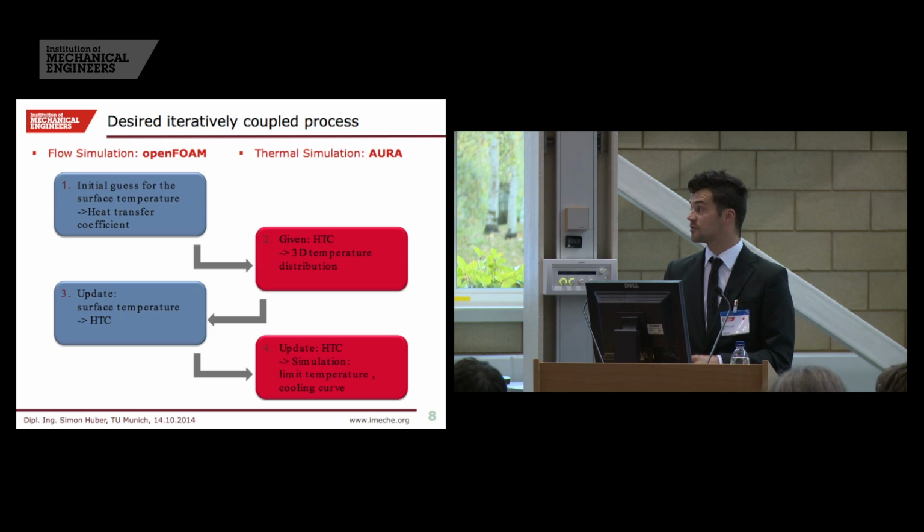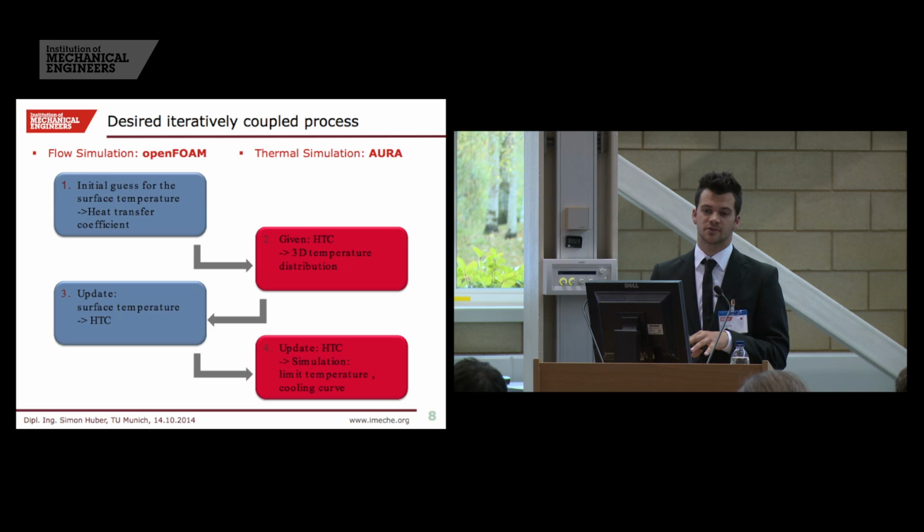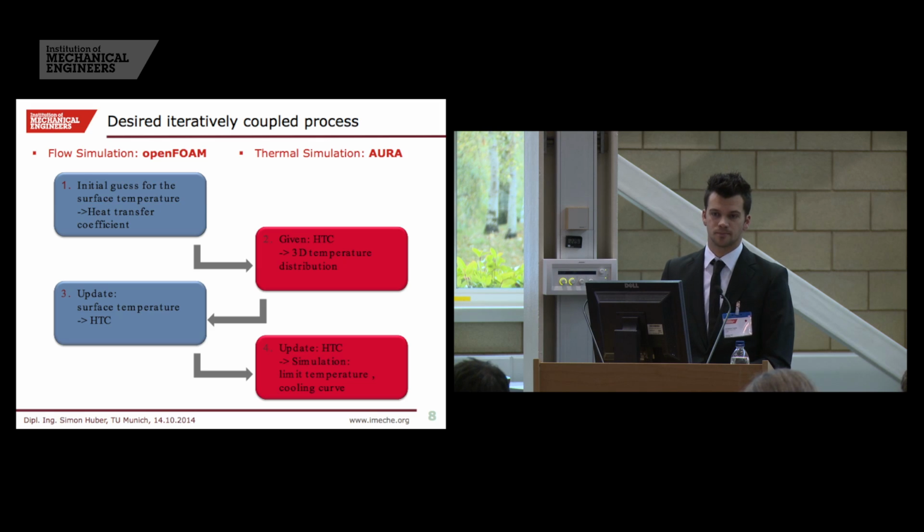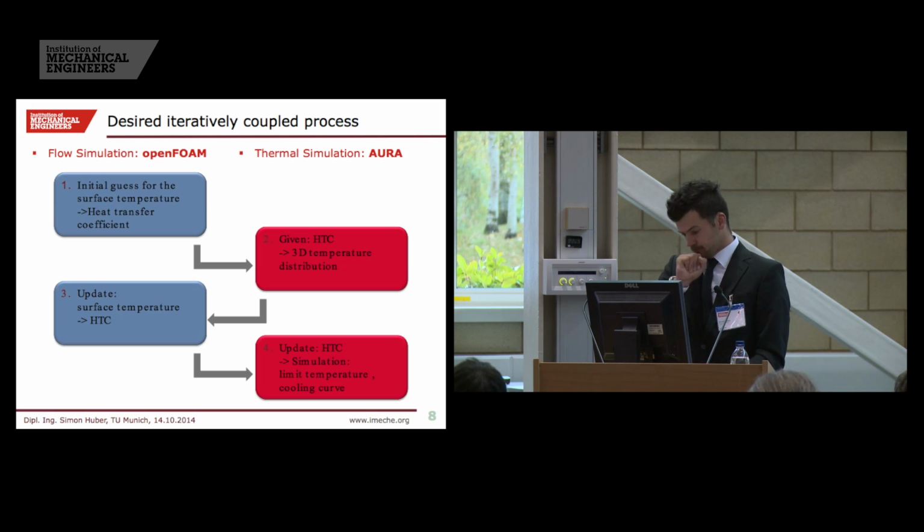I have the input from the CFD simulation, which is the surface temperature, the heat transfer coefficient, and the temperature of the first cell. And now I get a distribution of the surface temperature for my next CFD simulation. I update the surface temperature and get a new heat transfer coefficient. And now I can simulate in a last thermal simulation my cooling curves or my limit temperature. The assumption underlying this process is that the heat transfer coefficient is mainly dependent on the flow field around the cube and not on the surface temperature.